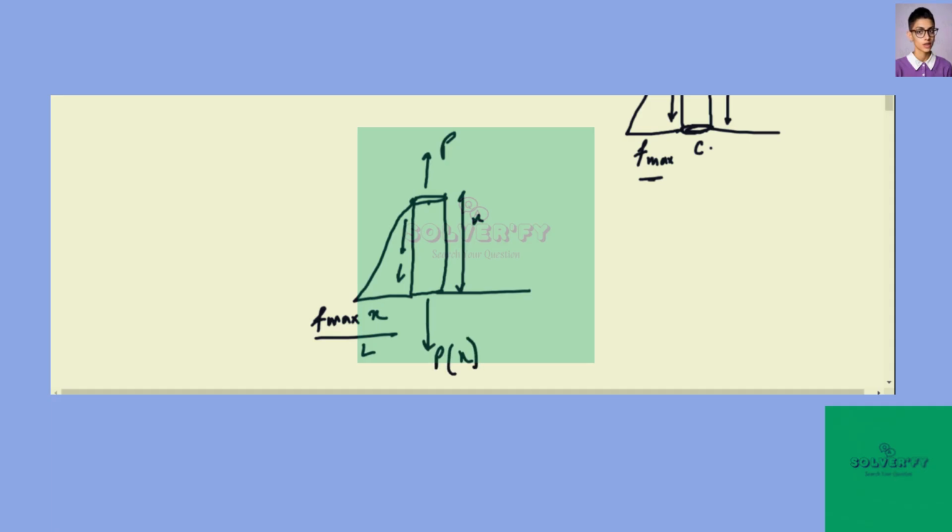At this section of length x, let us calculate the intensity of the frictional force by using the similar triangle rule, that is F max upon L equal to Fx upon x. So Fx is equal to F max x upon L. So the frictional force which is acting linearly along the length of the strip of length x is equal to the area of the triangle with base of x and height of Fx.